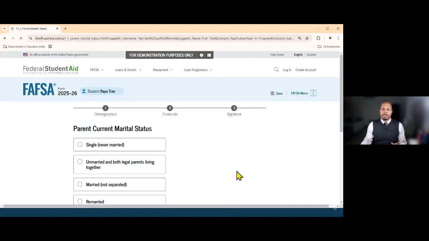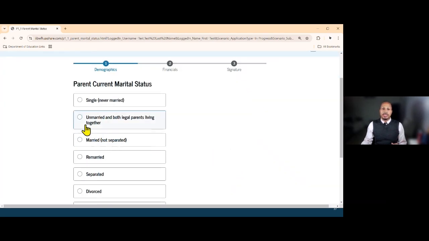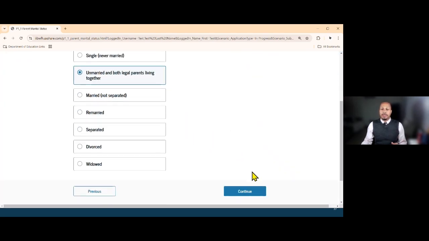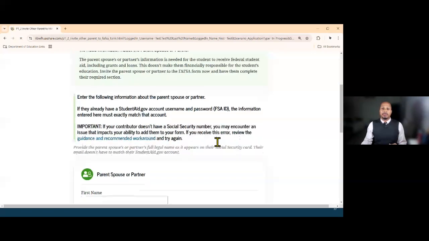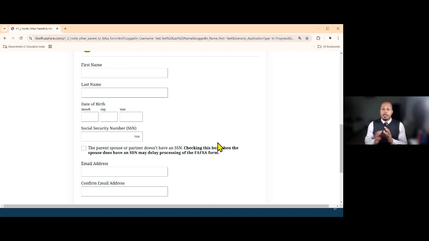Now we're going to ask information about the parent's demographic. In this case, this parent's going to say that they're not married. And now we're going to ask for implied information. Now, keep this in mind too. Whenever you get past a certain area and you say, wait a minute, I answered that wrong.